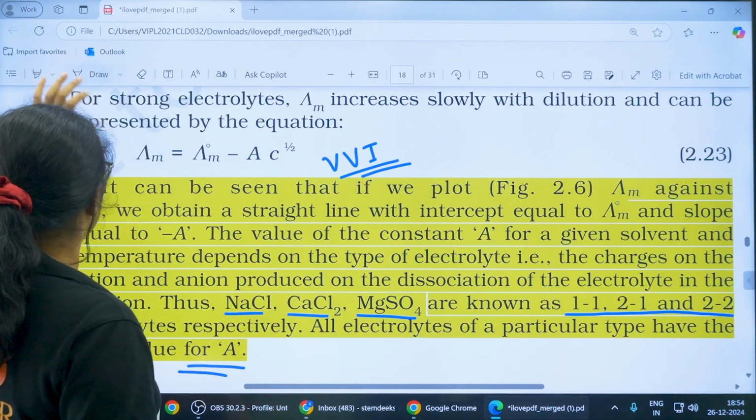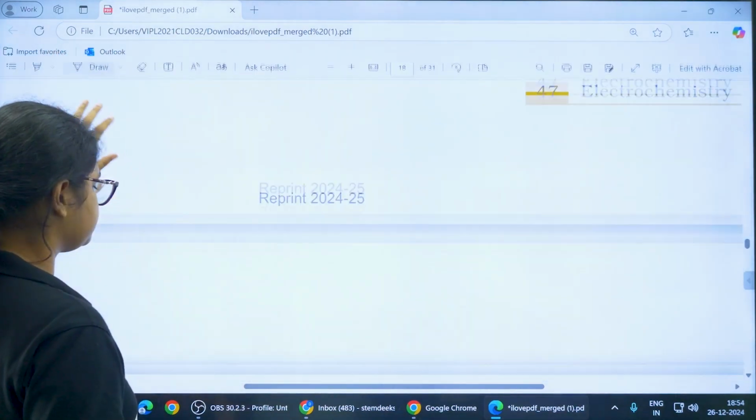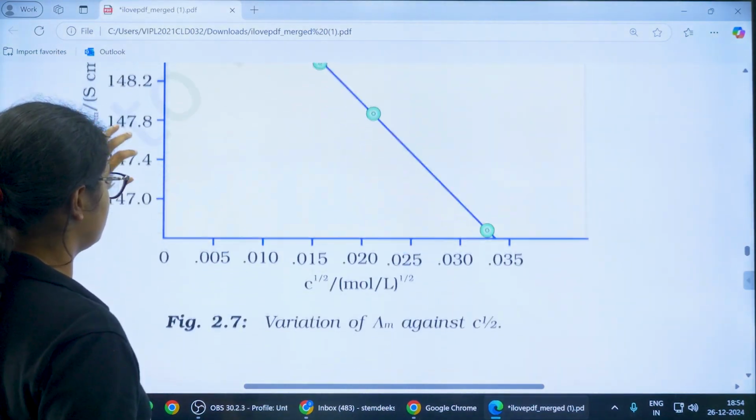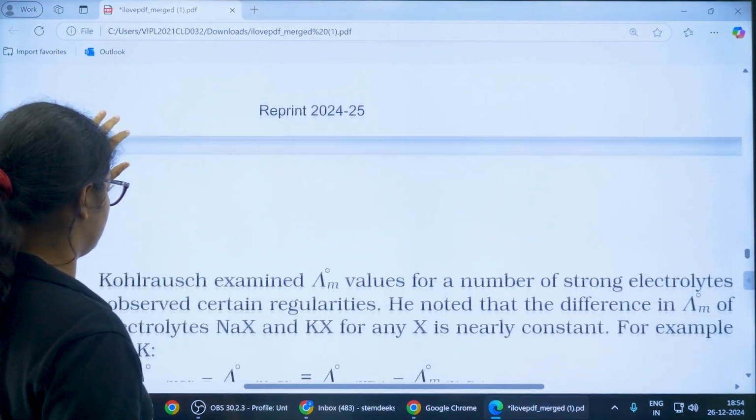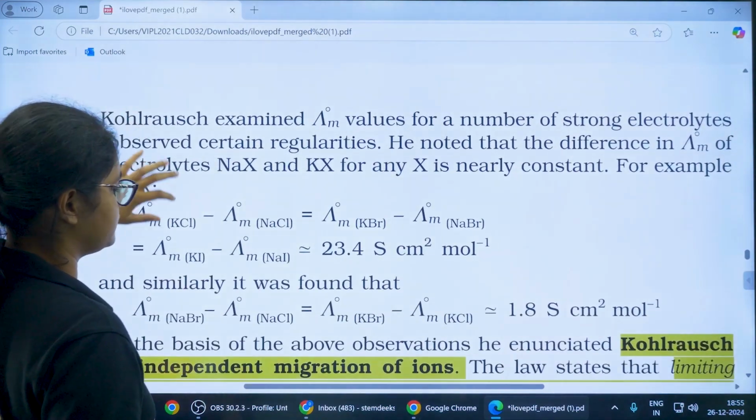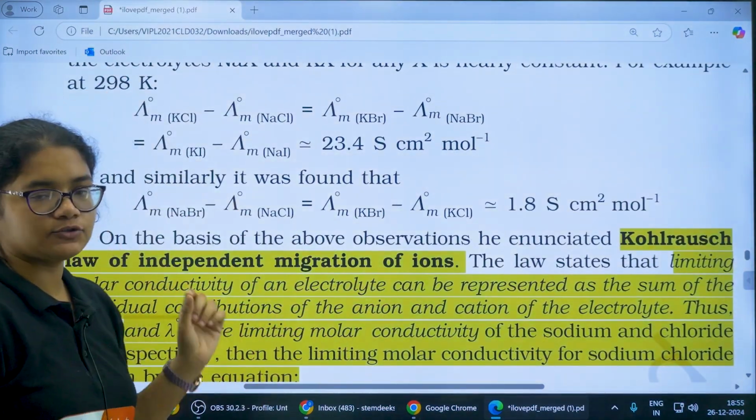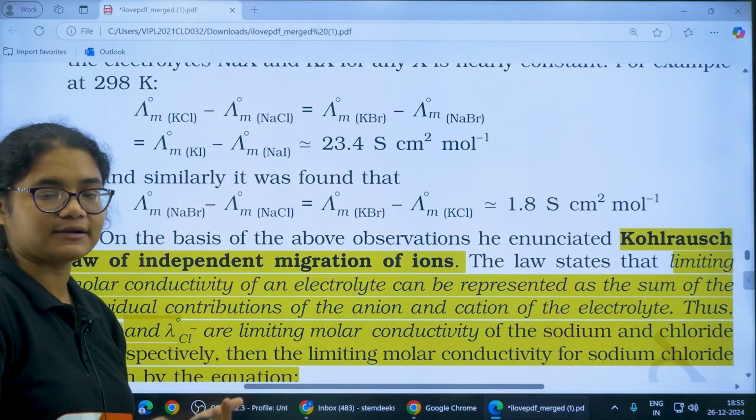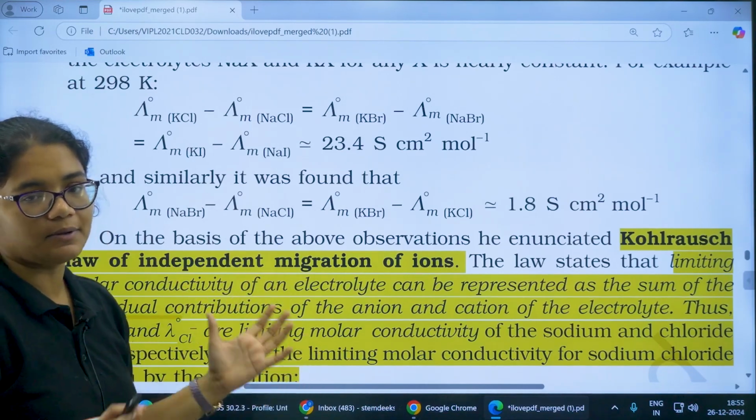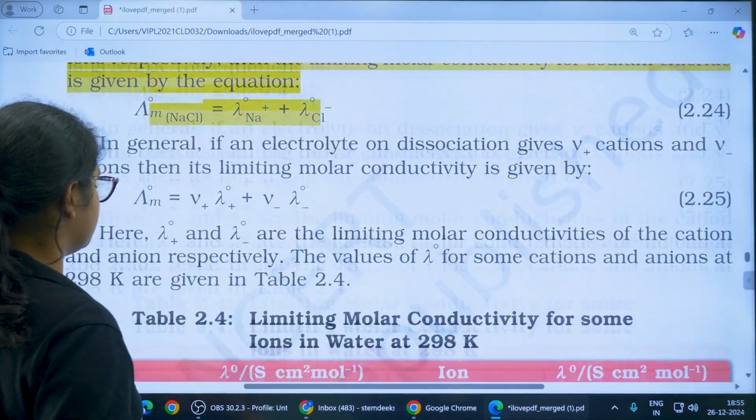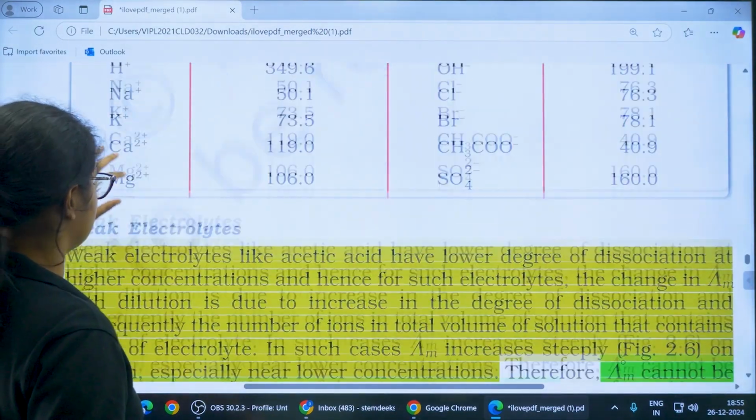Fine. Next, if we move forward, we are towards Faraday's law, I hope. One second. Yes, Kohlrausch law. Definitely the statement of Kohlrausch law is important. It is a very big statement, so learn it again and again, write and practice again and again so that you can remember it. Next after this, these other things are not needed.